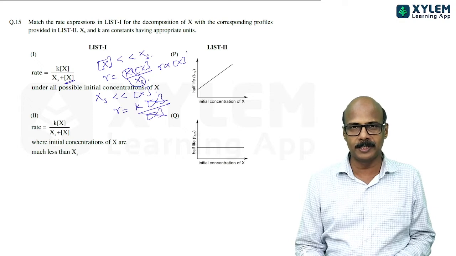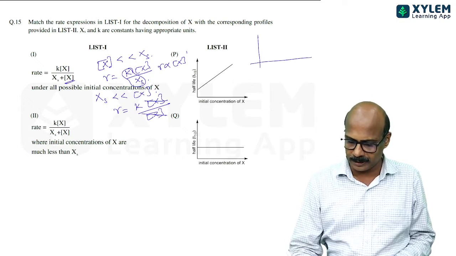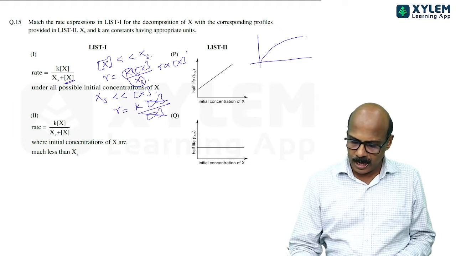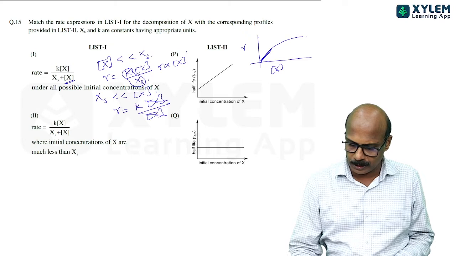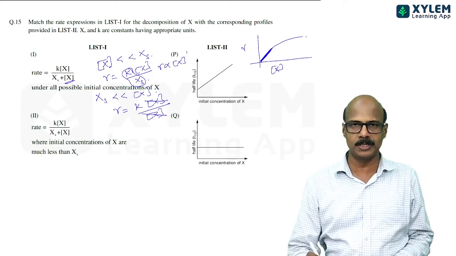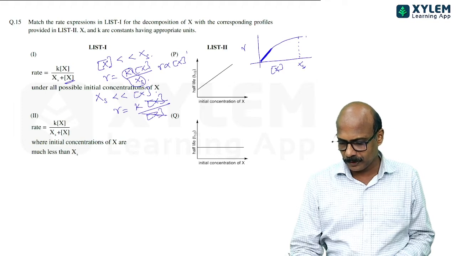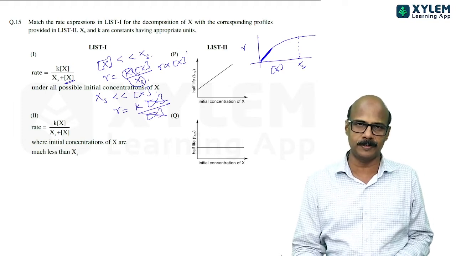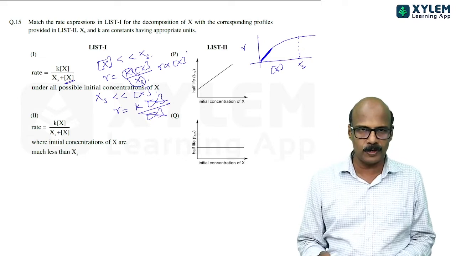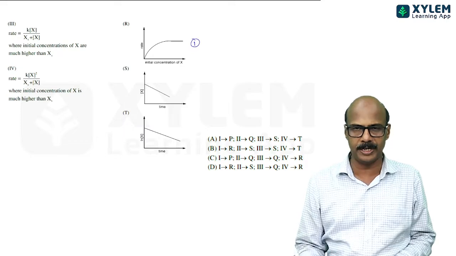How can you represent that graph? You can say that the graphic representation should be like this. That means at lower concentration, the rate is directly proportional, so the graph is almost a straight line. But beyond saturated concentration, you get a straight line which is independent of the concentration of X. So for the first one, you can say this graph is the answer.